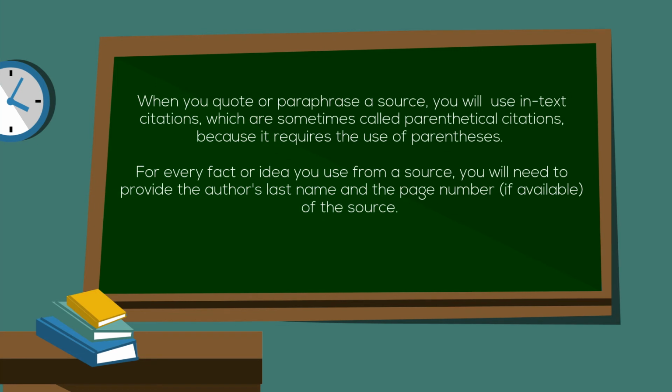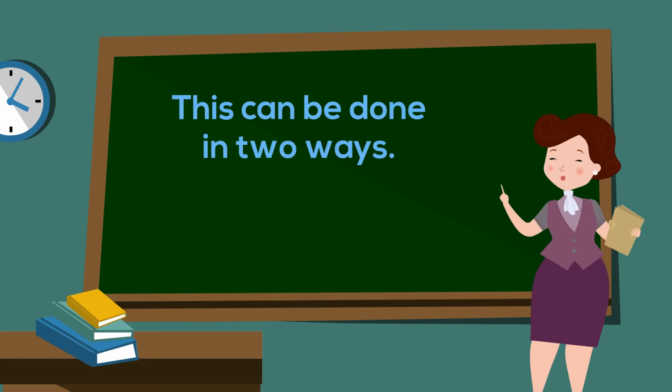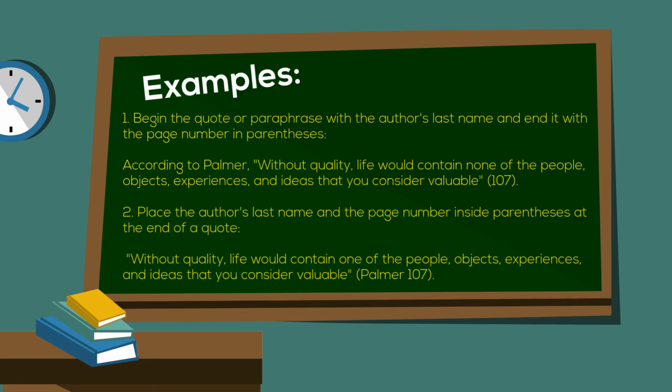When you quote or paraphrase a source, you will use in-text citations, which are sometimes called parenthetical citations because it requires the use of parentheses. For every fact or idea you use from a source, you will need to provide the author's last name and the page number, if available, of the source. This can be done two ways. First, begin the quote or paraphrase with the author's last name and end it with the page number in parentheses. Or second, place the author's last name and page number inside parentheses at the end of a quote.